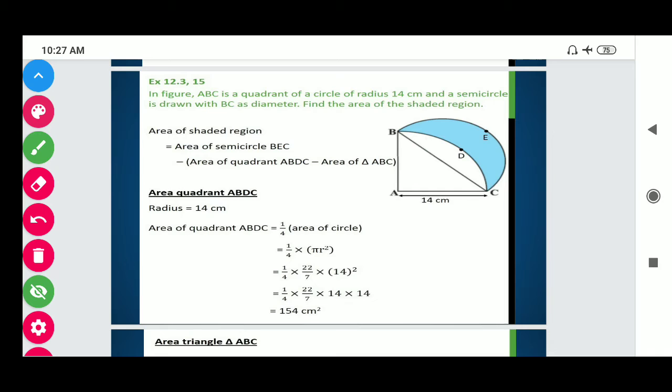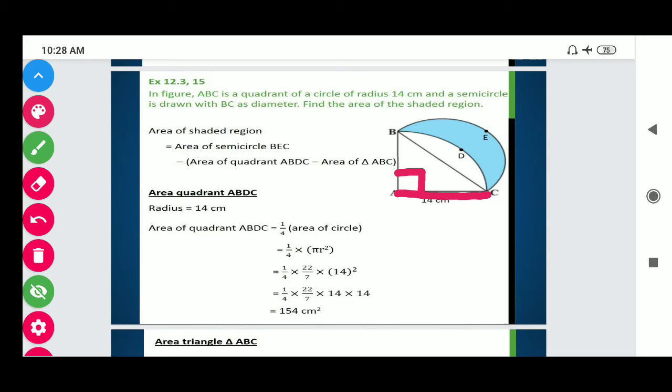In this question we have to adopt this working rule. First we have to find the area of semicircle BEC. Here we have BC as the diameter, but we don't have the length of BC. So we have to calculate the length of the diameter. Next we have to calculate the area of quadrant ABDC. Here radius is given as 14 centimeter and angle is given as 90 degrees.